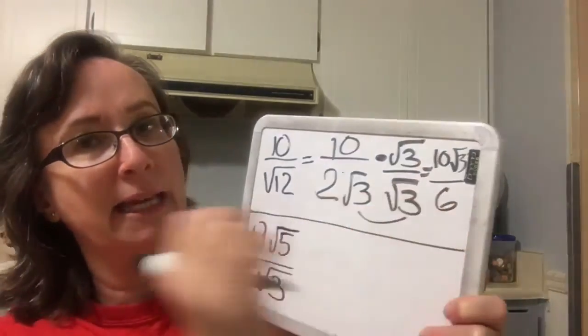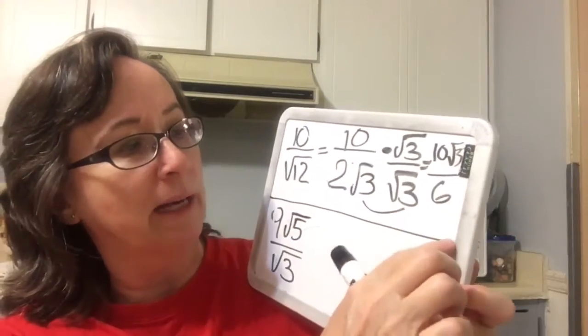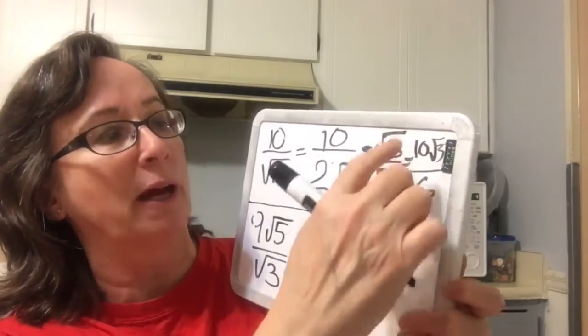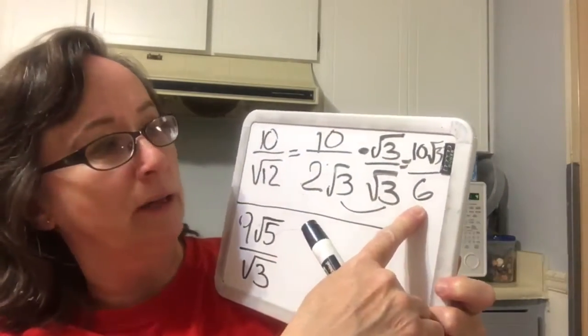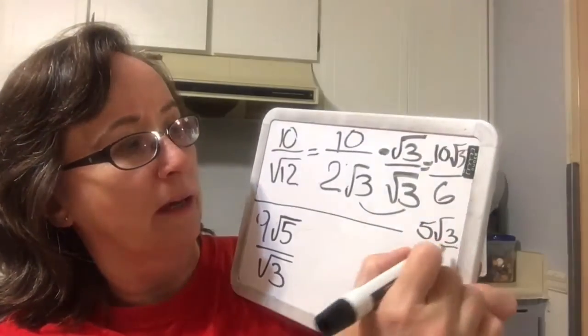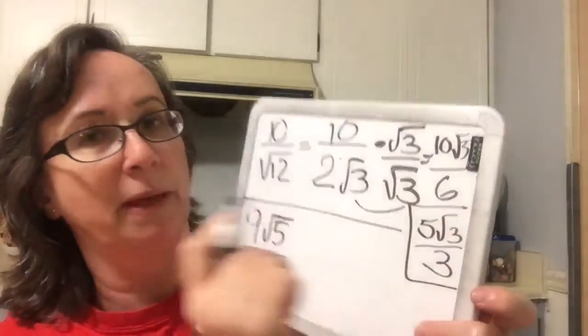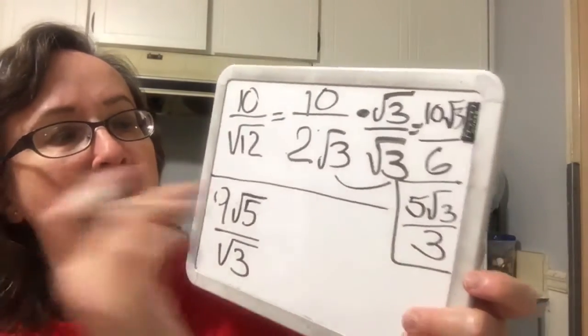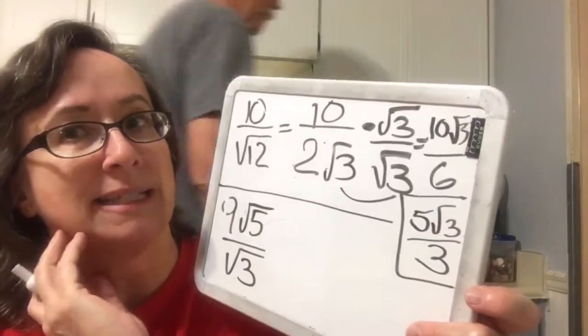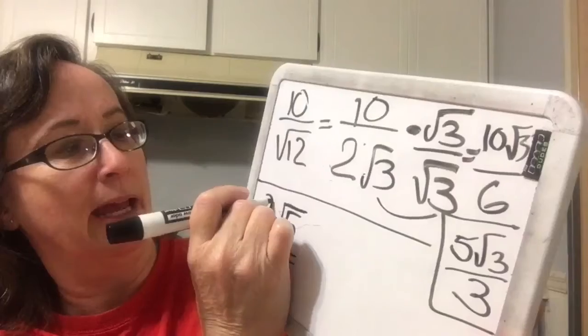Now, 10 and 6 should reduce by 2. I don't want to leave anything unreduced, so I'm going to divide by 2, and I'm going to get 5 square root of 3 over 3. And that would be my simplified answer. Remember, something inside the radical does not divide with something outside the radical.